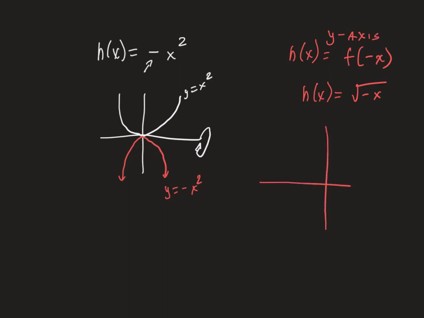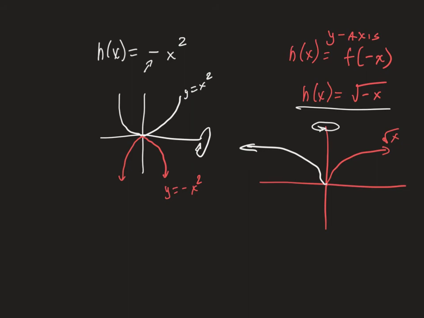So let's take a look at square root of x, which looks like this. This is y equals square root of x. h of x is equal to square root of negative x, which means the negative is on the inside. That's going to reflect it about the y-axis and make a mirror image over to the other side like this.